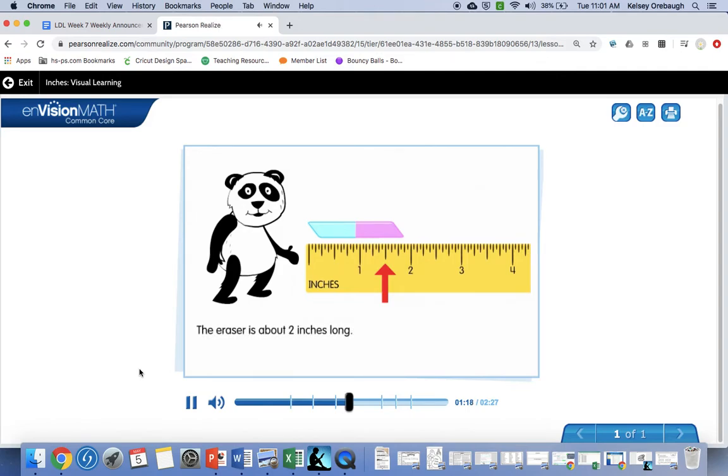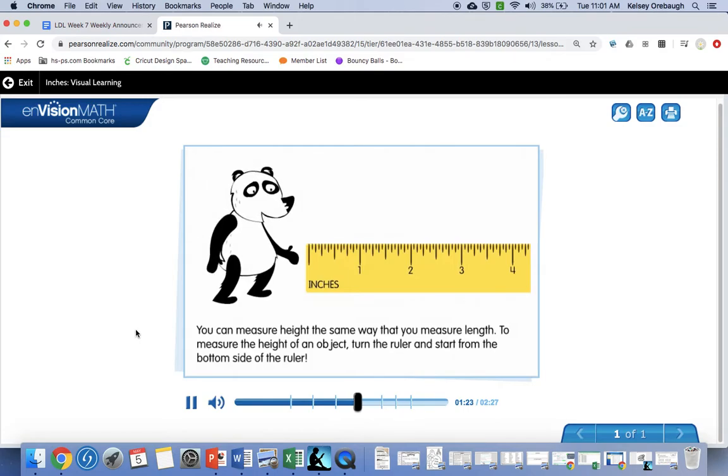The eraser is about 2 inches long. Notice they use the word about. That's different than exactly. The eraser isn't exactly 2 inches long. It's about 2 inches. It's close to 2 inches long.